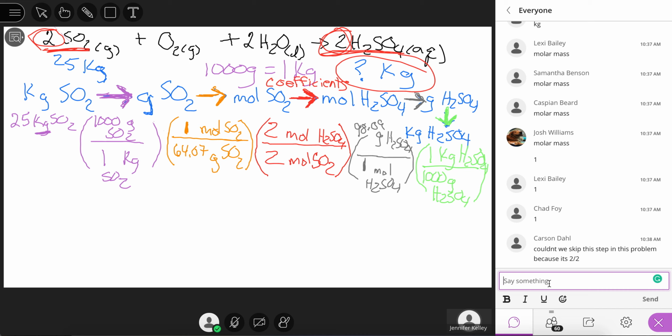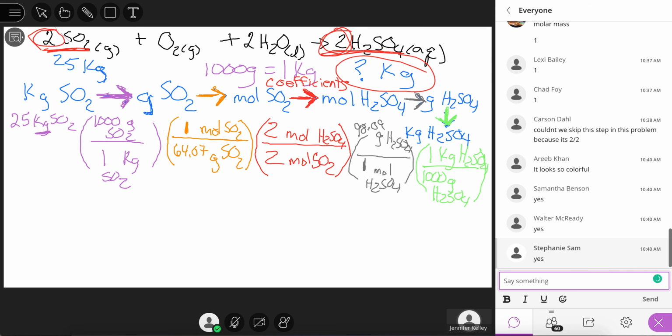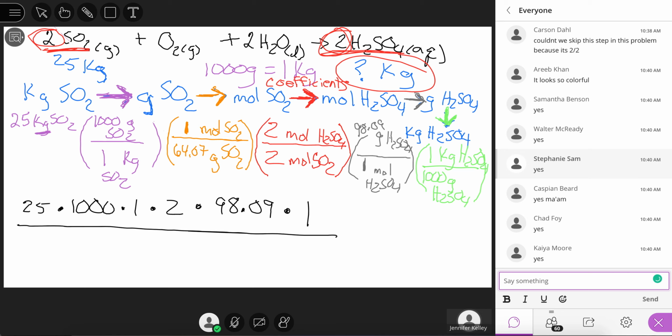All right. Can you guys see that? Isn't that green? Yes. Okay, good. So we're going to multiply across the top. It's going to be 25 times 1,000 times 1 times 2 times 98.09 times 1. Obviously, the 1 and the 1 just leave out. And then we're going to divide that answer by 1 times 64.07 times 2 times 1.